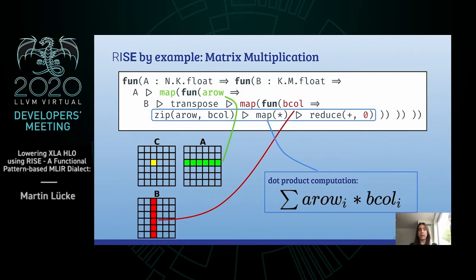And one of the main things you should note here is that the matrix multiplication is actually built out of the dot product by composition. This means when we have an optimization for the dot product, it automatically applies to the matrix multiplication as well.